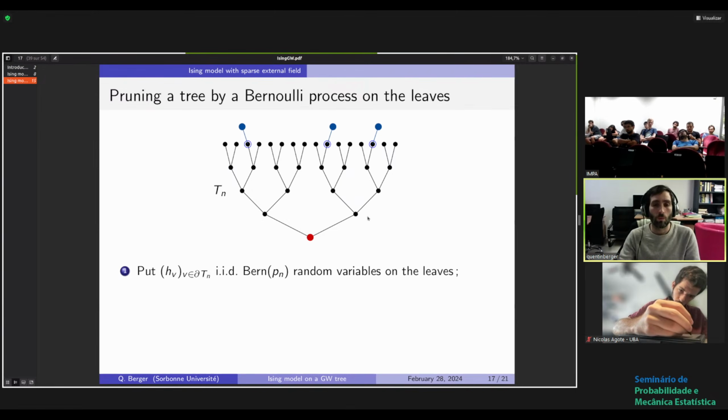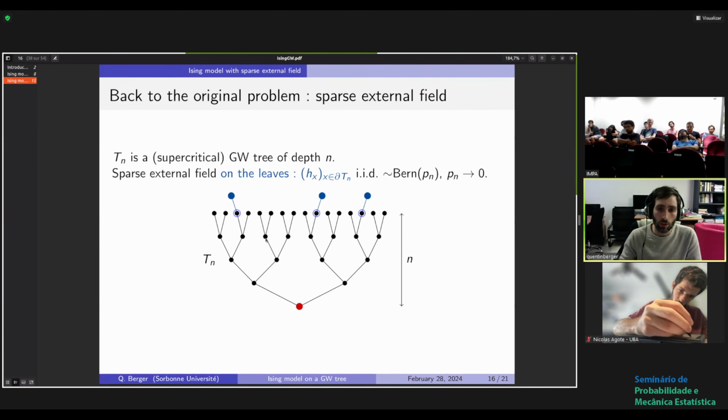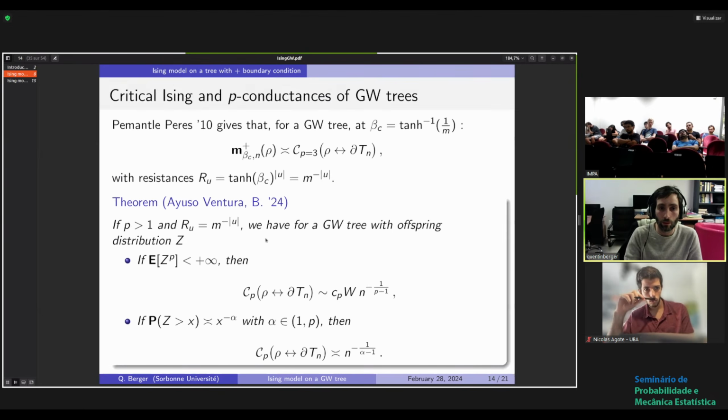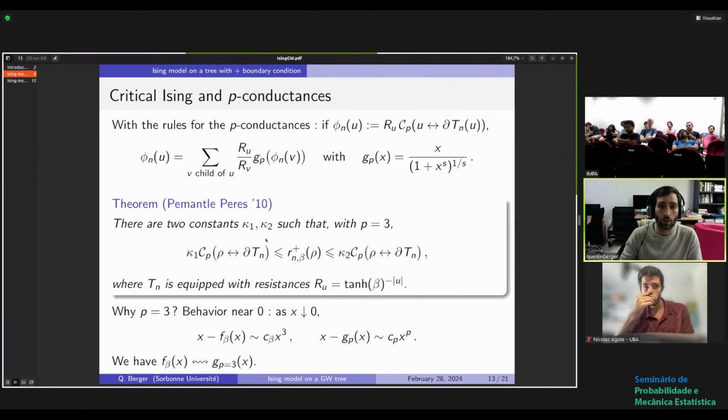Okay, so what you'll do is reduce to the case of a tree with plus boundary condition, to be able to use the Pimentel-Perez argument, right? The comparison between the log likelihood ratio of the root and the P conductance. You don't use at all the fact that it's a Galton-Watson tree. It's true on any tree.